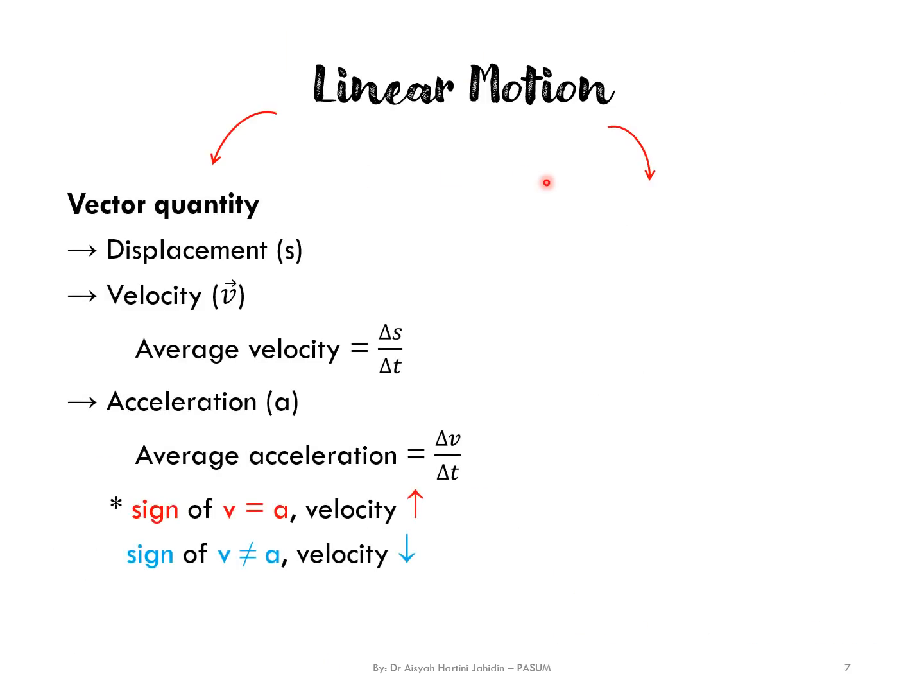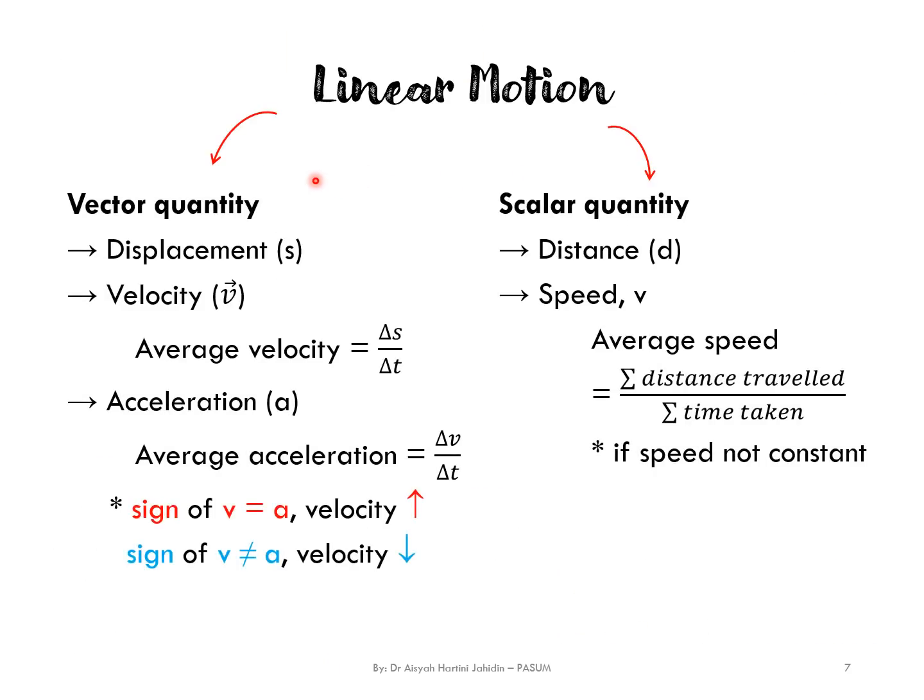Parameters under linear motion can be categorized as either a vector quantity or a scalar quantity. What is the difference between a vector and a scalar? If the parameter is categorized as a vector, it must have both magnitude and direction. The direction of a vector can be indicated by a positive or negative sign.